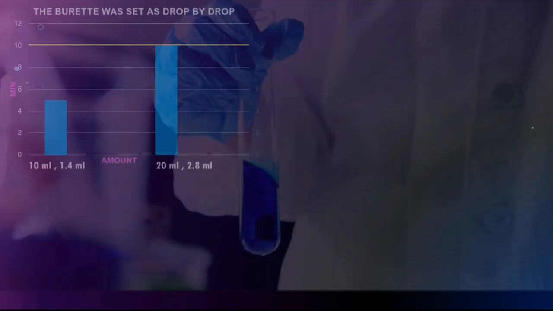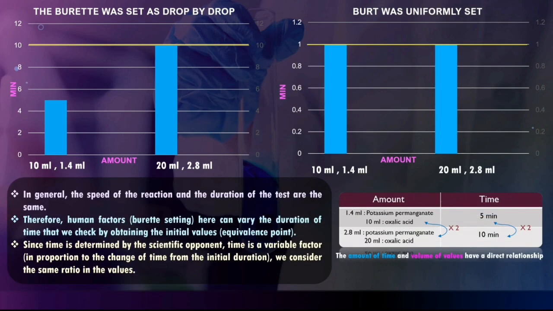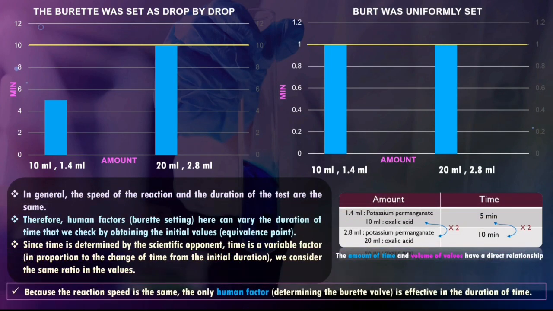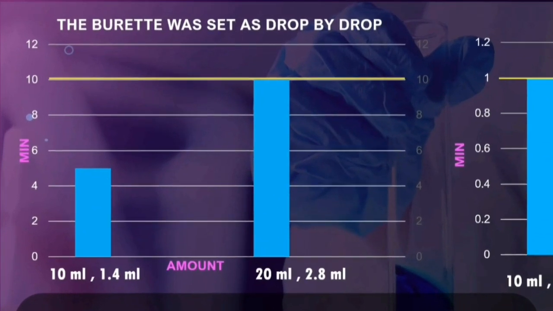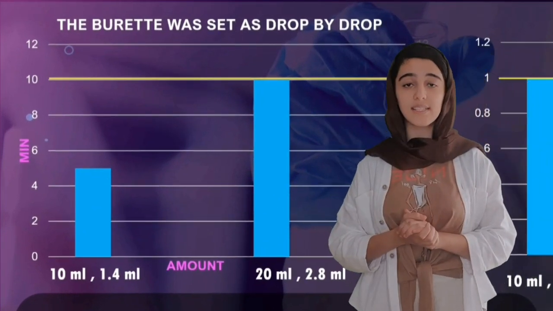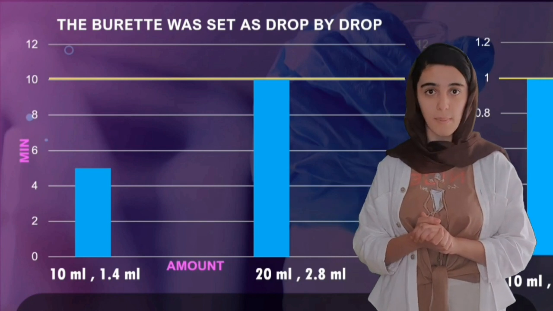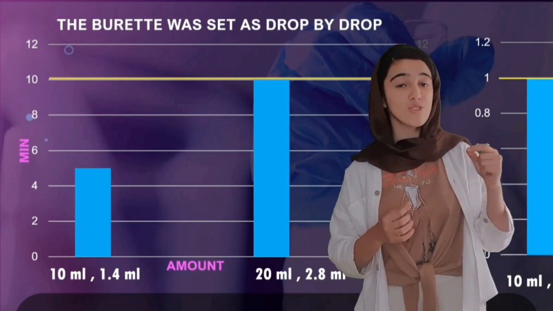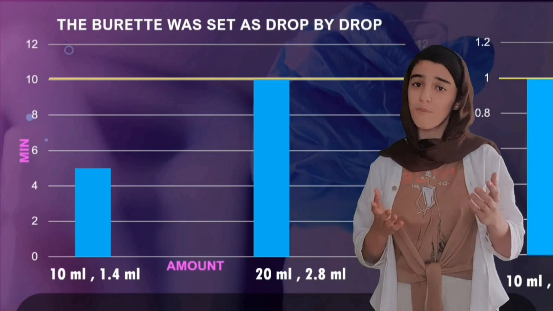And now about the time. In general, the speed of the reaction and time duration are the same. Therefore, human factors such as burette setting can affect the time when we can see the color change or equivalence point. For example, here in this diagram, I set the burette as drop by drop, and I have 10 milliliters of oxalic acid and 1.4 milliliters of potassium permanganate.